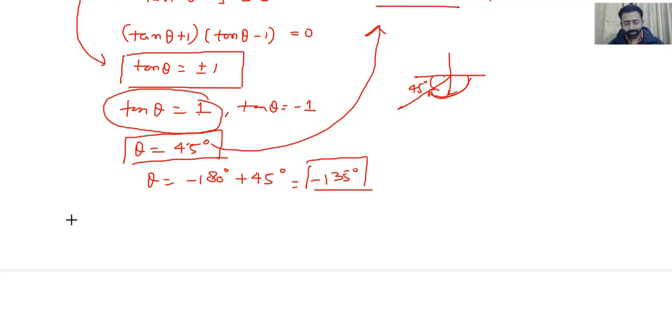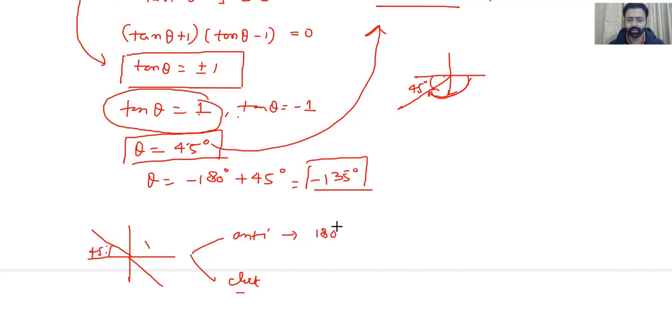If I'm moving that fast, please pause the video, look at the basic question that I have done, and then attempt this question. Now I have to consider tan theta is minus 1. So the principal value will remain the same. Forget about the sign. Theta is 45 degrees, but this time tan is negative. So tan remains negative in the second and fourth quadrants. Now I have two domains, for anti-clockwise and for clockwise, meaning 0 to 180 degrees. Between 0 and 180 degrees, tan remains negative in the second quadrant. The basic angle is 45 degrees, so it is 180 minus 45, which is 135 degrees.